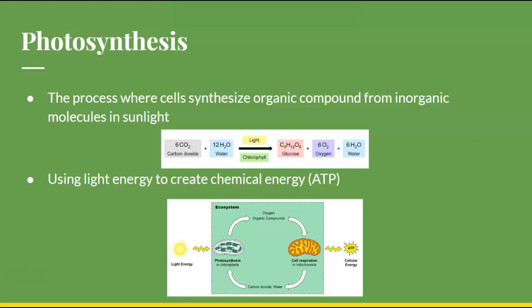I think you guys have a general idea of what photosynthesis is. And, of course, photosynthesis uses light energy, right, light from the sun, to create chemical energy, which is ATP. And ATP is sort of the energy that is used for nearly all processes that happen in living organisms.